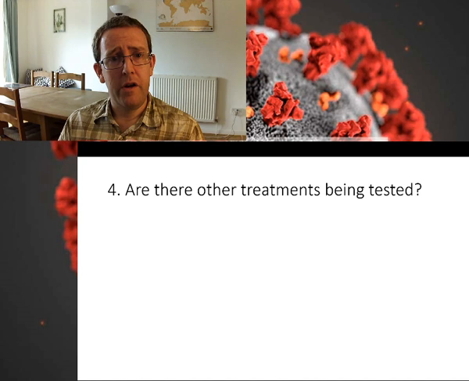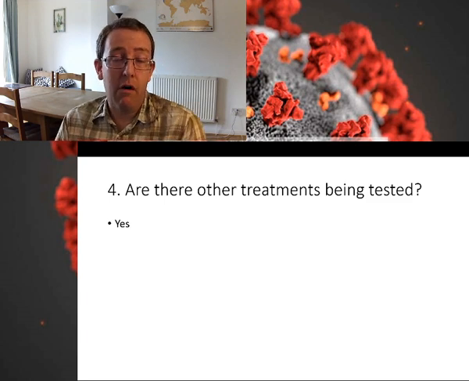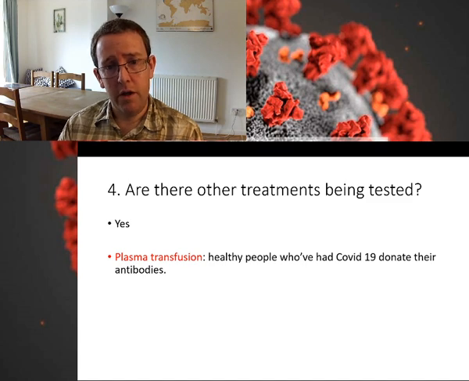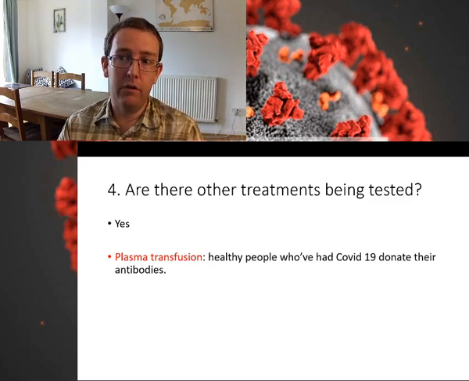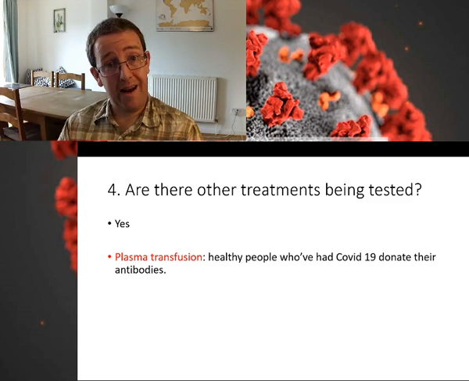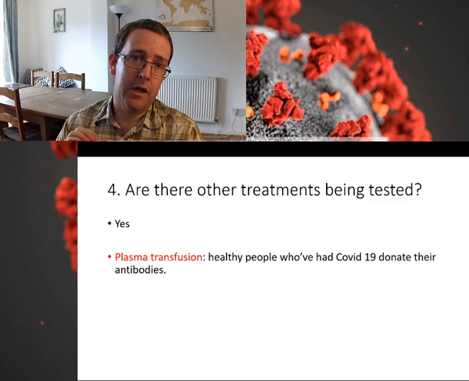So onwards, number 4. What about other treatments then? So can we just treat the virus as and when people get affected? Well, yes, there are other treatments being looked into. Plasma transfusions are quite a direct one. So if you are a healthy person who has recovered from COVID-19 and you donate blood, well, usually what gets taken is the red blood cells when you donate blood. But within the plasma, because you've already made those memory cells, those lymphocytes producing those antibodies, will be a load of antibodies for COVID-19.